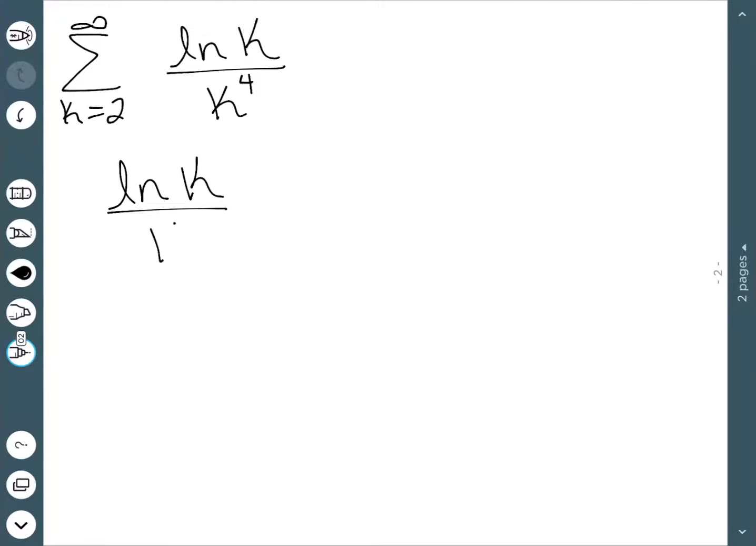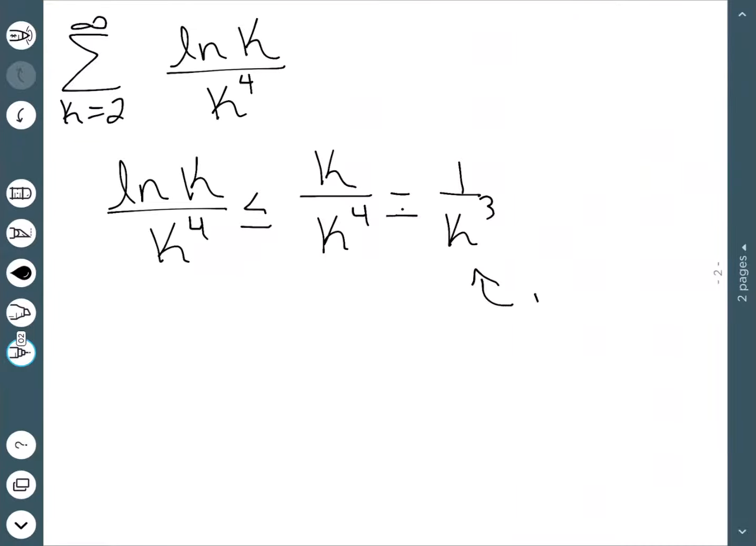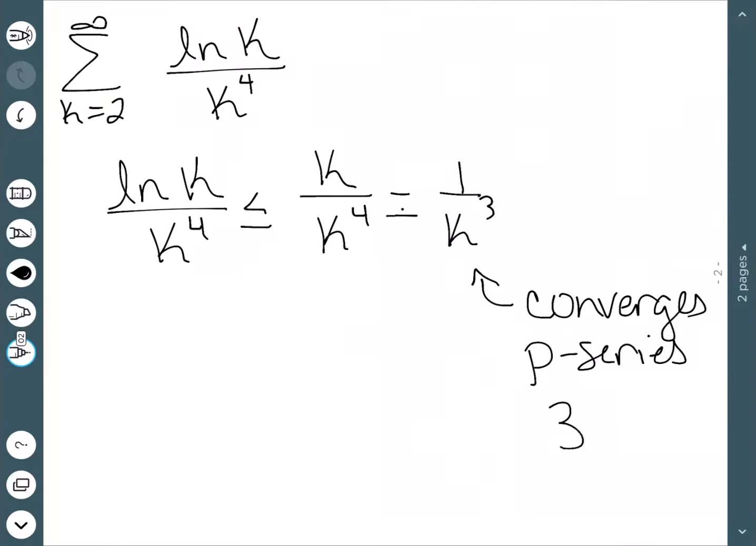We're going to notice that ln of k is always smaller than k, and this can be verified just by looking at their graphs. That tells me that ln k over k to the fourth is less than or equal to k over k to the fourth, which is 1 over k cubed. We know that the sum of 1 over k cubed converges by my p-series test because 3 is greater than 1. So that tells me that this must also converge.